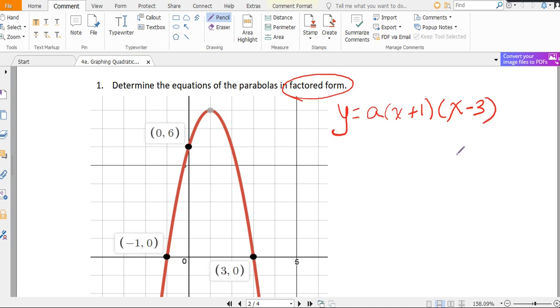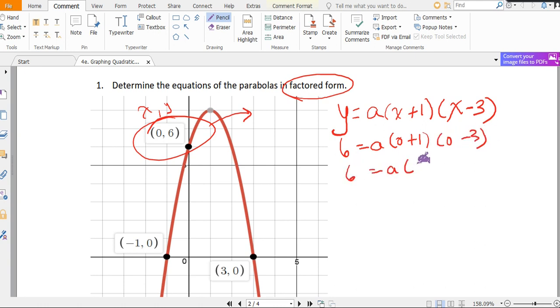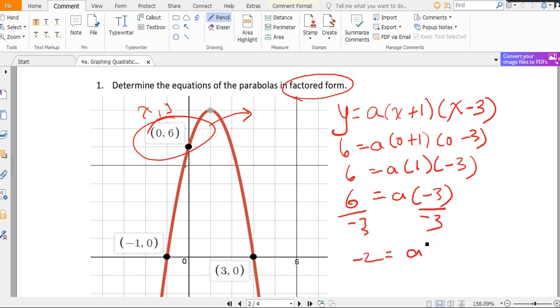Now, our job is to find what the a value is. If only I had another point I could sub in for x and y to find my a value. Right there. So I'm going to sub in 0 for x and 6 for y. So 6 equals a times (0 plus 1)(0 minus 3). 6 equals a, 0 plus 1 is 1, 0 minus 3 is negative 3. 6 equals a times negative 3. Divide both sides by negative 3, and what do you know? a is equal to negative 2.